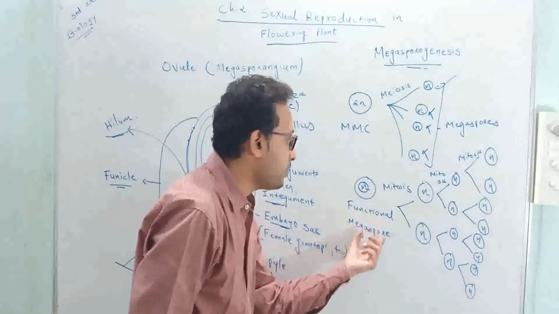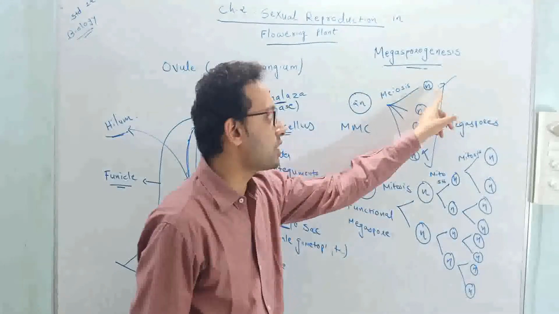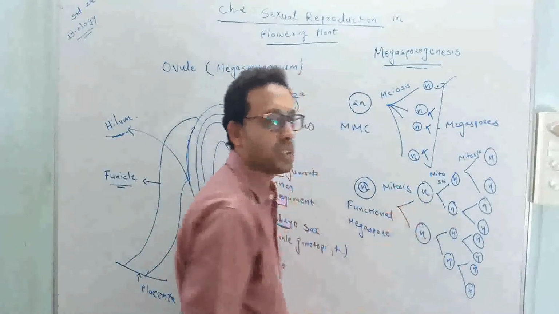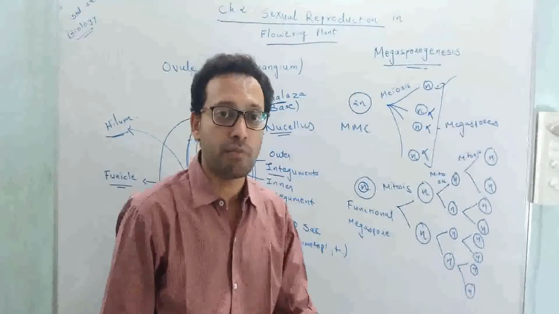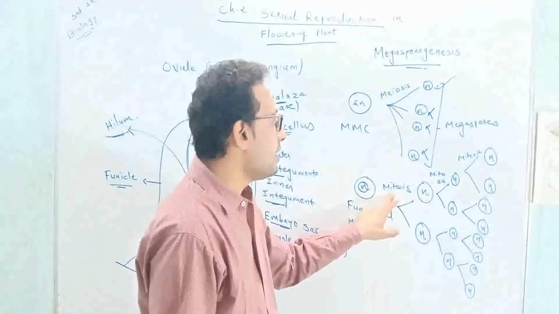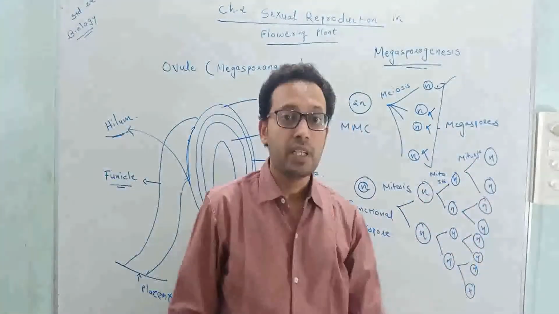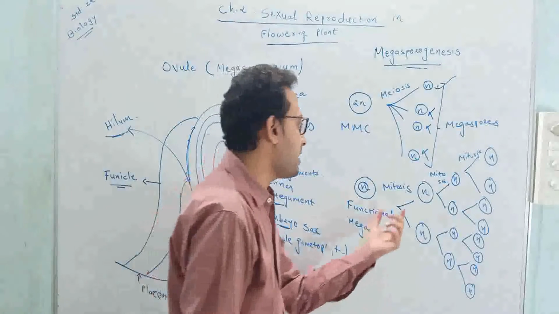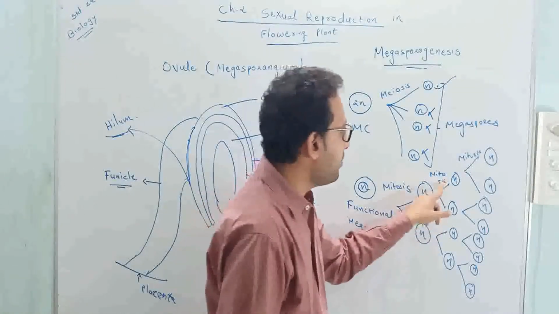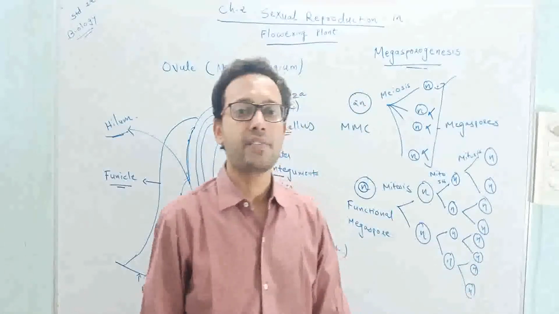So the functional megaspore is formed. How is it formed? You know that 3 will degenerate, only 1 is left, and that is called the functional megaspore. This functional megaspore divides by mitosis. How many times does it undergo mitosis? It undergoes mitosis 3 times successively. When it enters mitosis the first time, 2 nuclei are formed. The second time, a total of 4 nuclei are formed. And the third time, a total of 8 nuclei are formed.